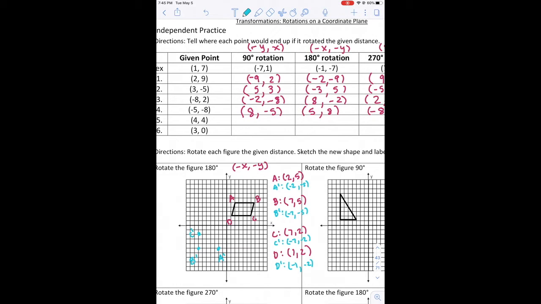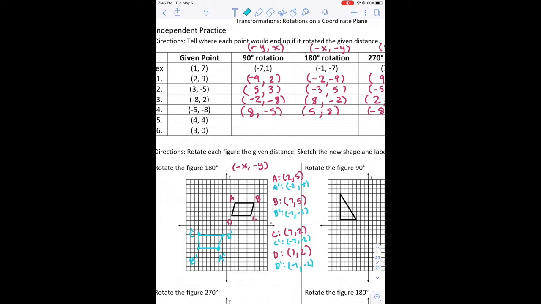And D prime is -1, -2. All right, hopefully I counted everything correctly. And a 180-degree rotation should be jumping 2 quadrants. So it does make sense. Hopefully I didn't mess up on any of the counting, but that does make sense of where it would be.